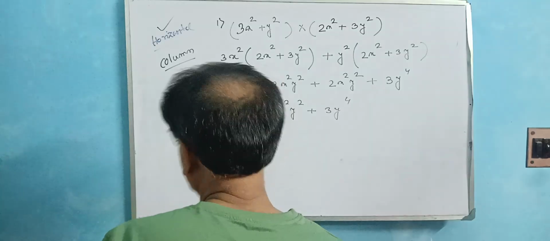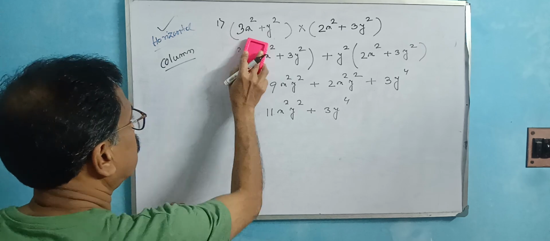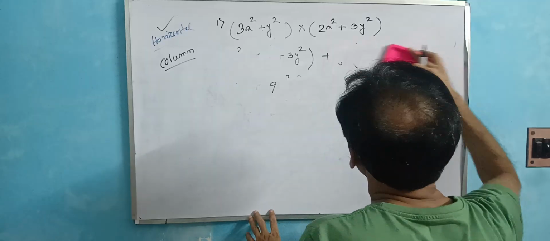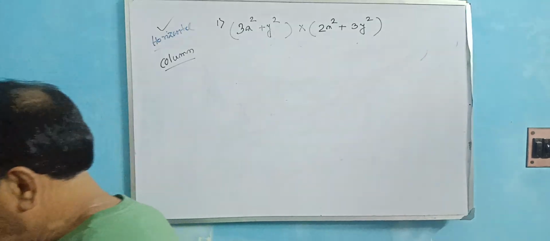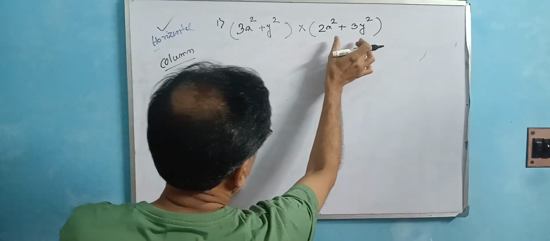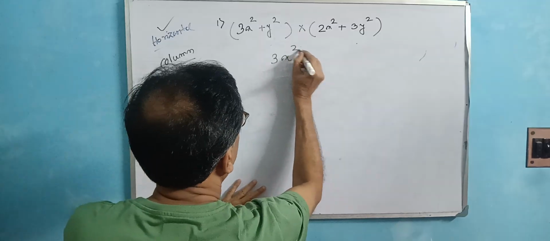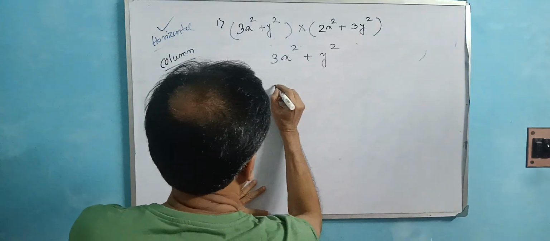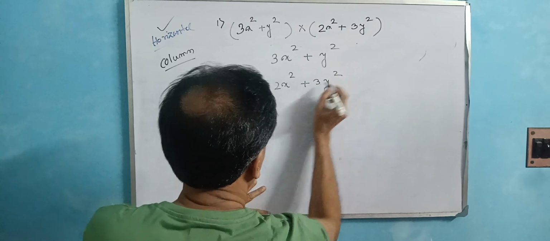Now the other process that we discuss is the column process. Which one is easier for you? Just solve the sum. Now I show you the column process. In the column process, first you write this one upward, no problem at all. So 3x square plus y square. Then you write 2x square plus 3y square below it and multiply.